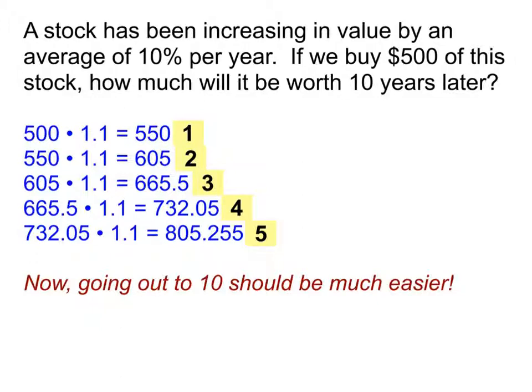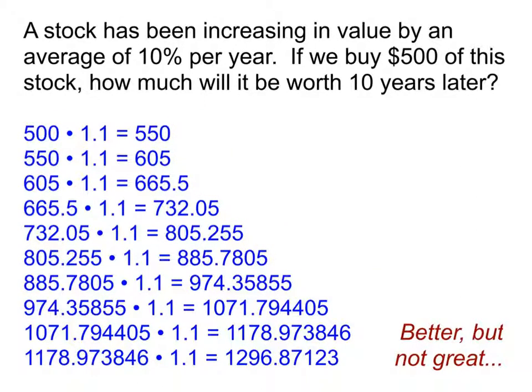So that work that we used to have, 5 different years of data, but we had to do 2 steps for each one. Now I can get the exact same numbers over here as I did before, but by just multiplying each one by 1.1. This is now a lot easier to go out to 10, right? Because like on your calculator, you can just do 500 times 1.1 and get that number.